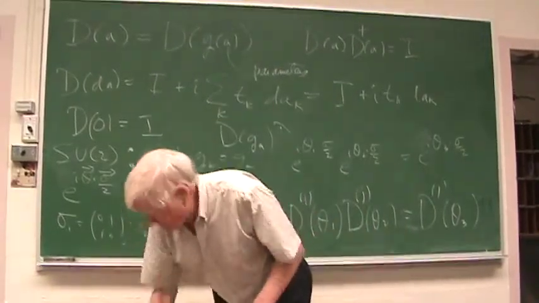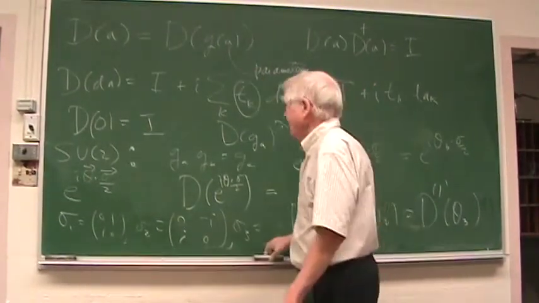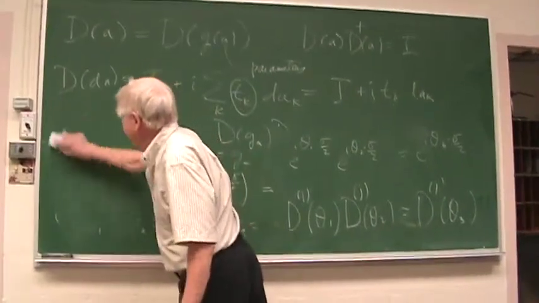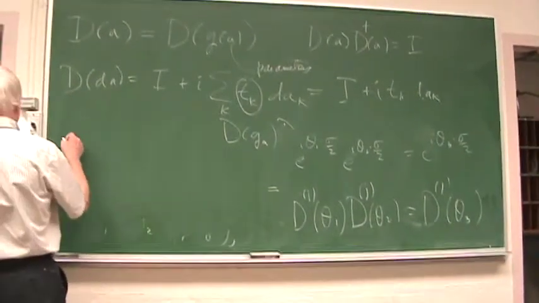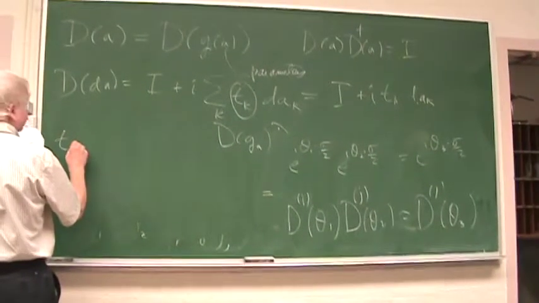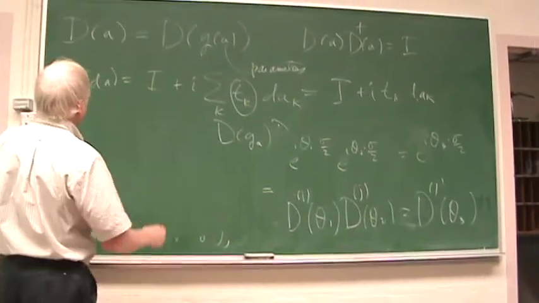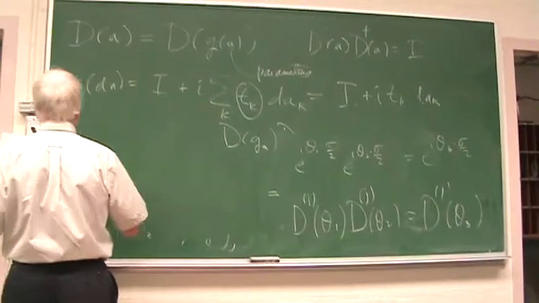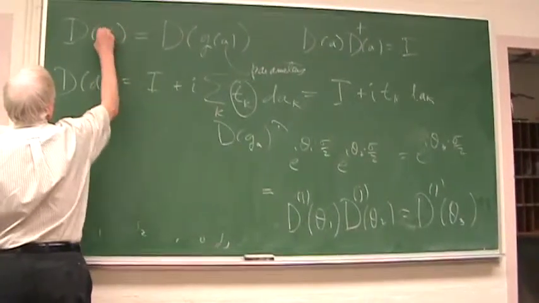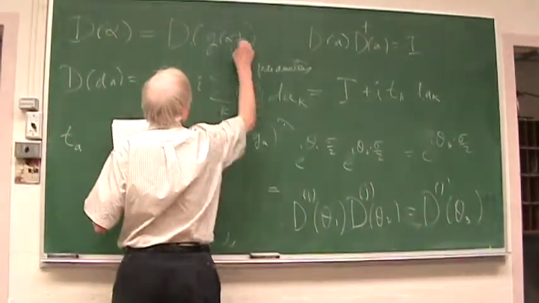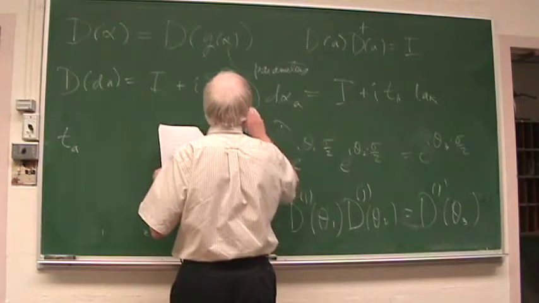Let me just define what these things are. These T's are called the generators of the Lie algebra. Let me tell you how you get the T's. It's obvious what they are. I might as well use the notation from before. All right, T sub A, let me go back to the Greek here. Call this G of alpha, and this will be D of alpha, and that'll give T_A.